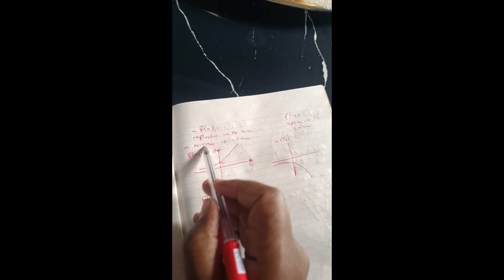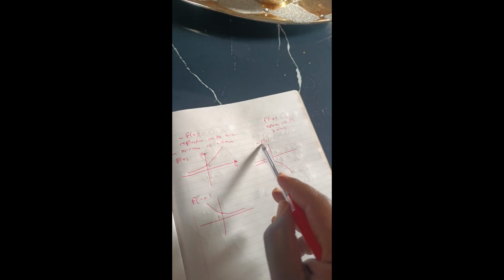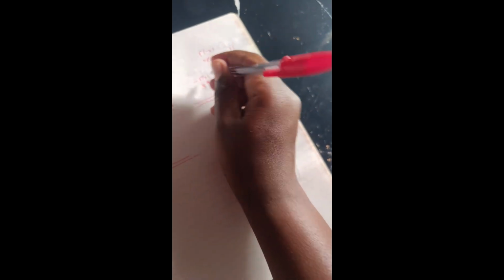So let's say we have a function f of x, this one. Then we want to apply this reflection. So we are reflecting it in the what? In the x-axis. So it will be something like this one. So that's why it appears something like this. So we have reflected this one in the x-axis.